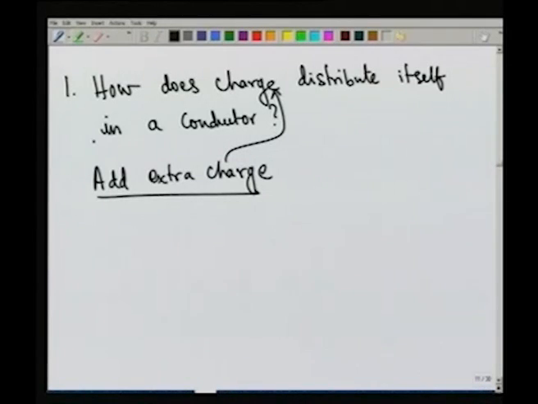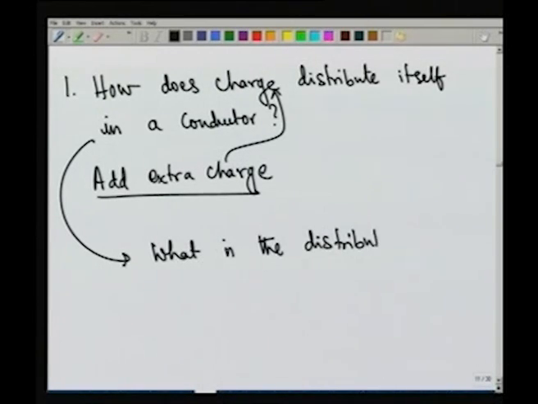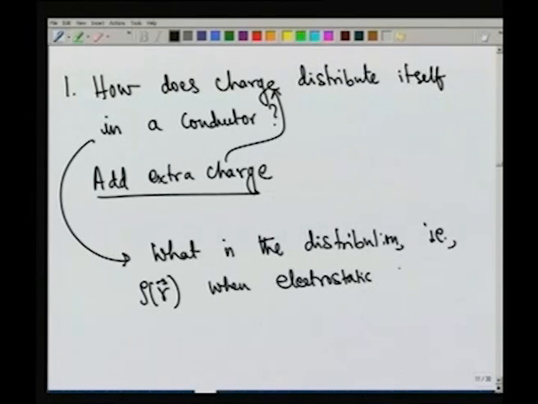So, let me make it more precise. What is the distribution, that is, the charge density rho of R when electrostatic condition has been reached? That is the question that we are asking.